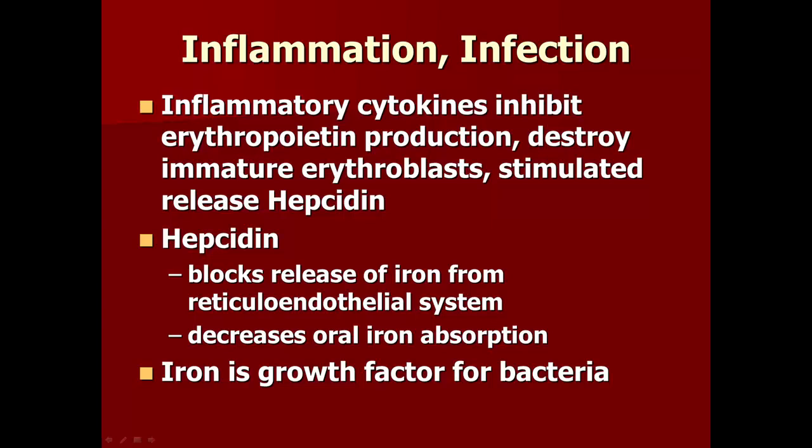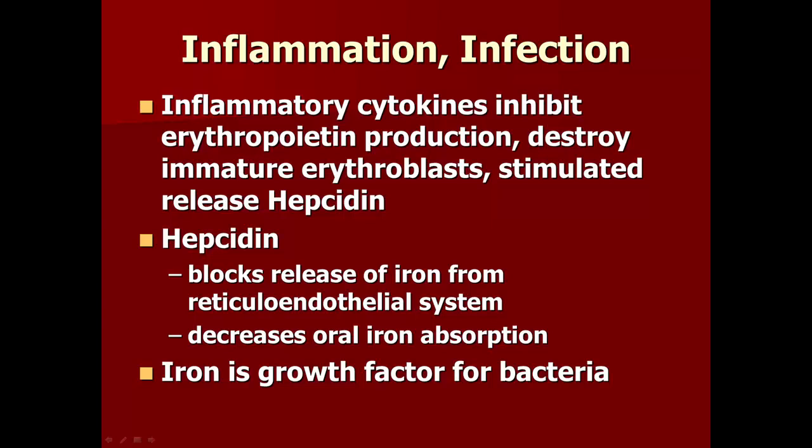Inflammatory cytokines also have the ability to, and do, destroy immature erythroblasts. So if you're destroying the immature erythroblasts, the immature red blood cells, obviously they can't mature and someone would become anemic. The third thing that inflammatory cytokines do is they stimulate the release of hepcidin. Hepcidin is a substance that blocks the release of iron from the reticuloendothelial system.